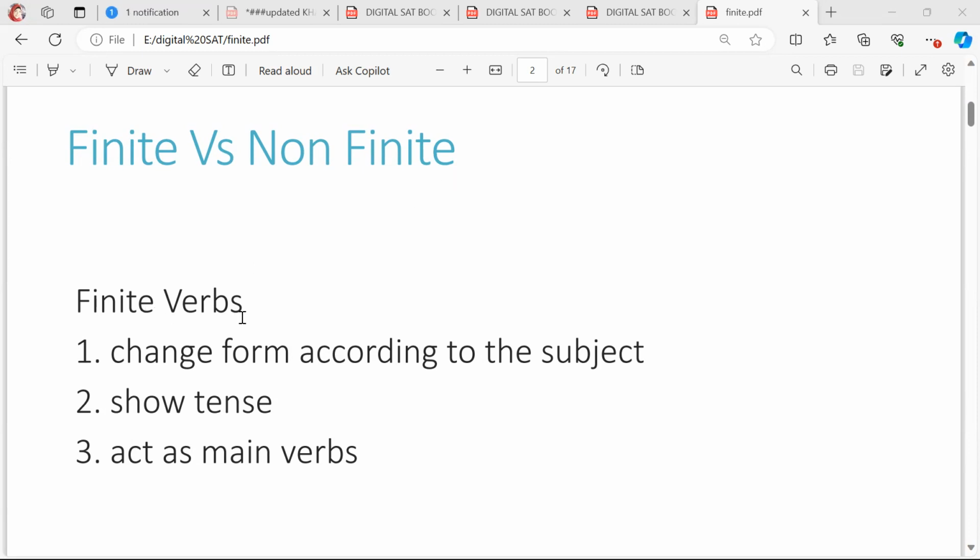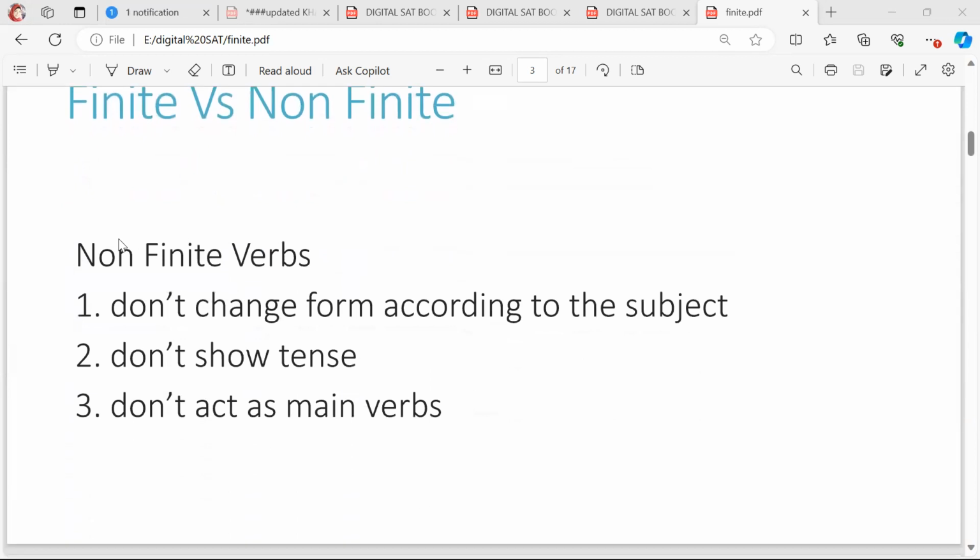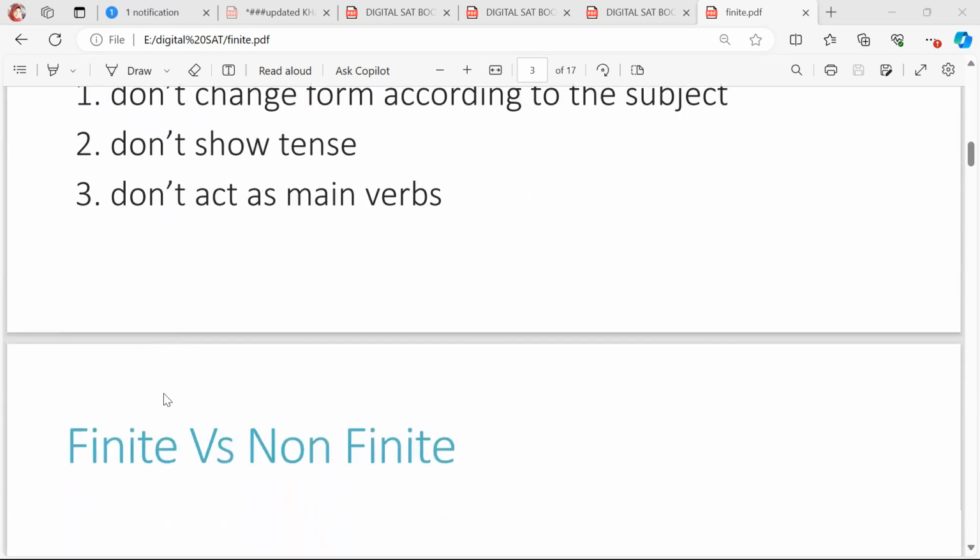What are finite verbs? Those verbs that can change form according to the subject, can show tense, and can act as main verbs are called finite verbs. On the other hand, the non-finite verbs do not change form according to the subject, do not show tense, and do not act as main verbs.